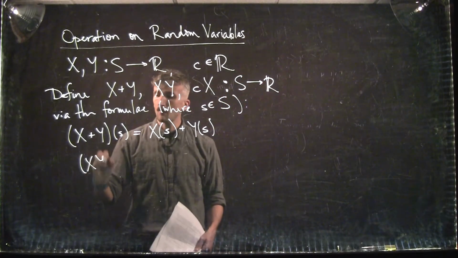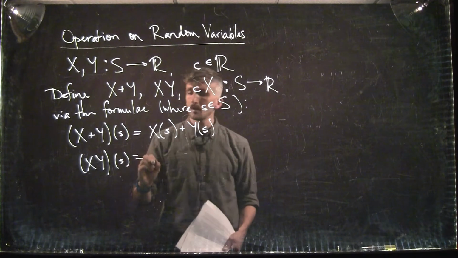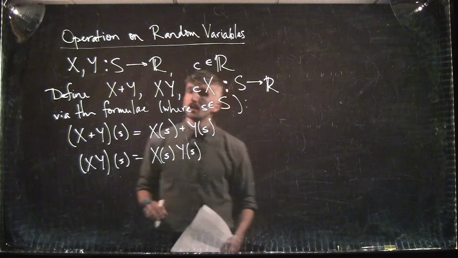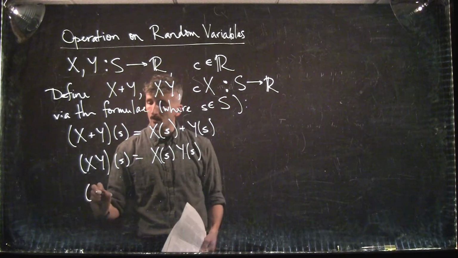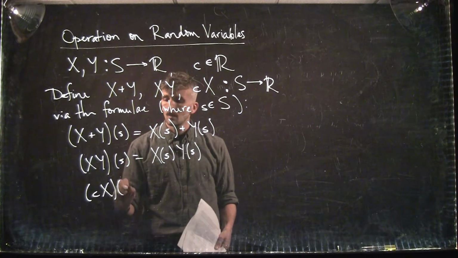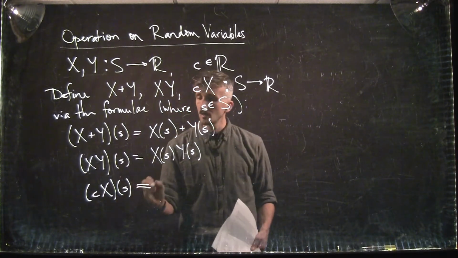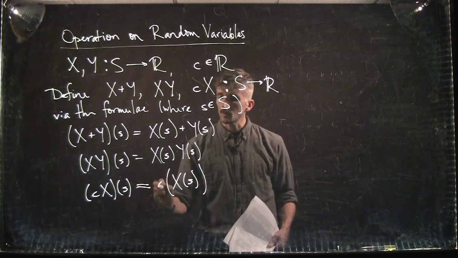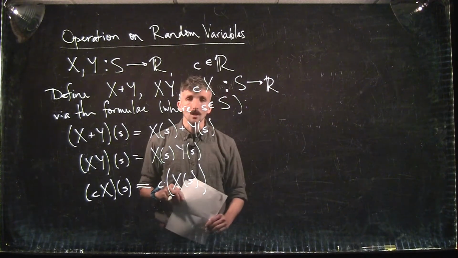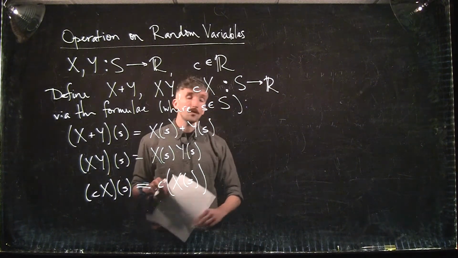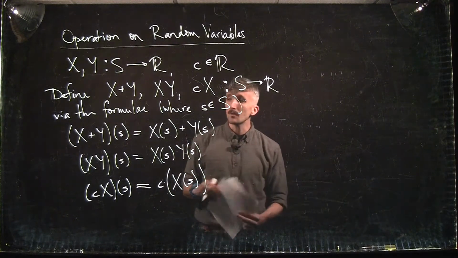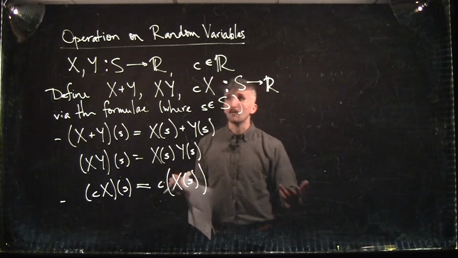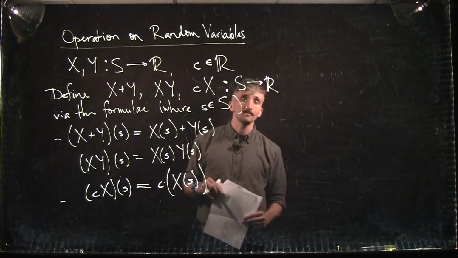Similarly, if we have the product of two random variables, then we ought to evaluate each random variable and take the product. And finally, in order to scale by a real number, cX evaluated at s, we ought to evaluate X at s, that's some real number, and then multiply by c. These are simple definitions. For those of you who have seen some linear algebra, note that this operation here and this one actually do make the set of random variables into a vector space.